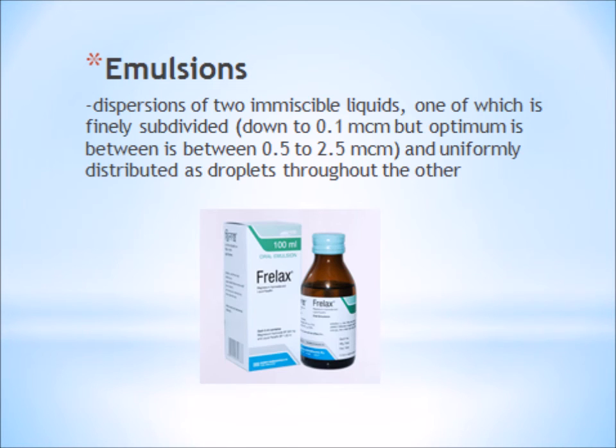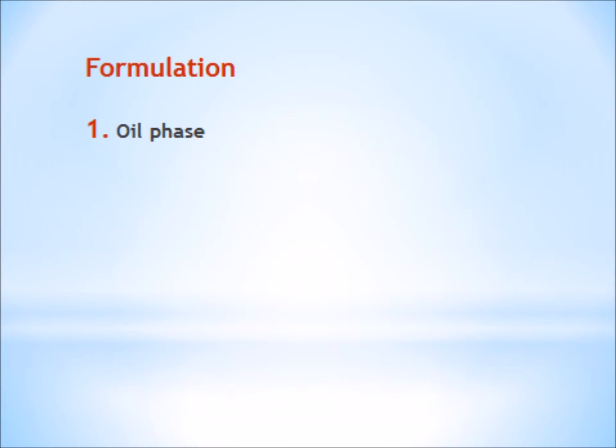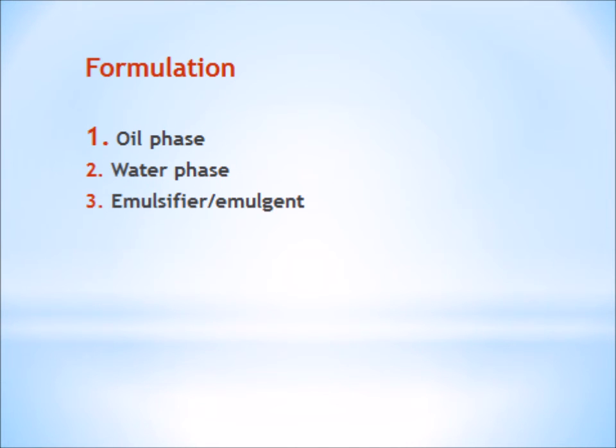Emulsions. Dispersion of two immiscible liquids, one of which is finely subdivided, down to 0.1 mcm, but optimum is between 0.5 to 2.5 mcm, and uniformly distributed as droplets throughout the other. Formulation. Number 1, oil phase. Number 2, water phase. Number 3, emulsifier or emulgent.